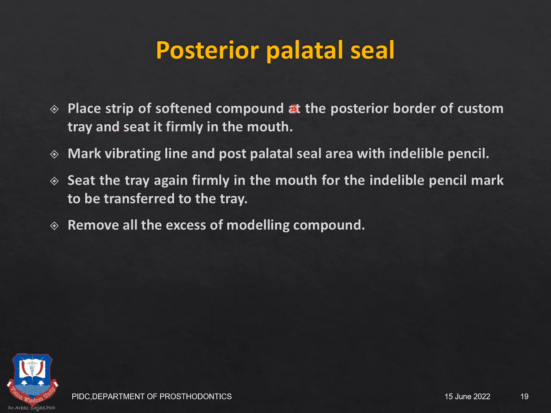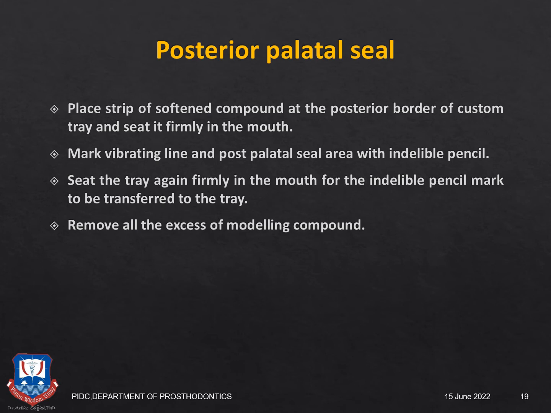palatal seal. Softened compound is placed at the posterior border of the custom tray. That is, first the custom tray is trimmed by visibly marking the junction of the hard and soft palate in the patient's mouth. Once we are sure of the extension of the custom tray or the special tray, after that the softened compound is placed in the posterior palatal seal area, and the functional movements such as swallowing, tilting the head, and opening wide are done by the patient to record the posterior palatal seal as well as the pterygomandibular raphe in a functional state. And then using a tape burnisher, the posterior palatal seal is marked in the patient's mouth, and then this is transferred to the impression.